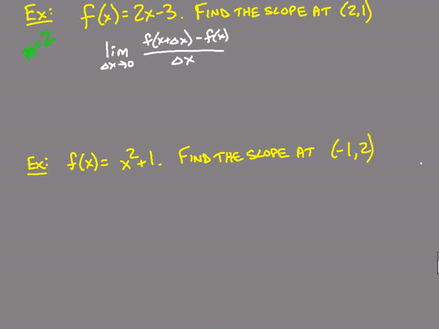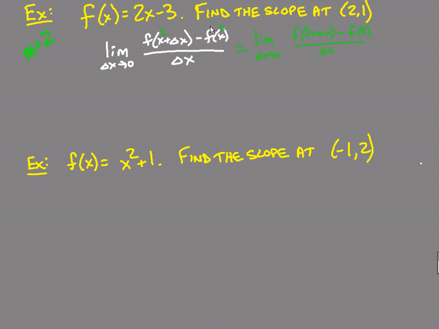We know a point, so what I'm going to do is plug in this x value of 2 where I see an x. So what I'll get here is just that. I plugged in 2 everywhere. So now I actually need to evaluate the function.